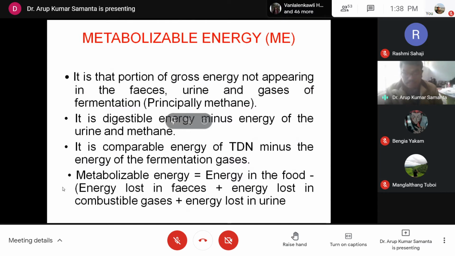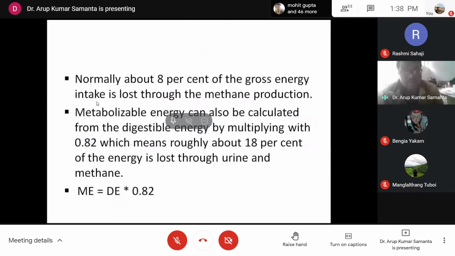So this metabolizable energy is comparable to TDN, but in the TDN, fermentable gases are not generally considered. So what is this TDN? I will be coming to it in a later section. So normally about 8% of the gross energy intake is lost to methane production. 8 to 10% of the gross energy is generally lost when there is methane production.